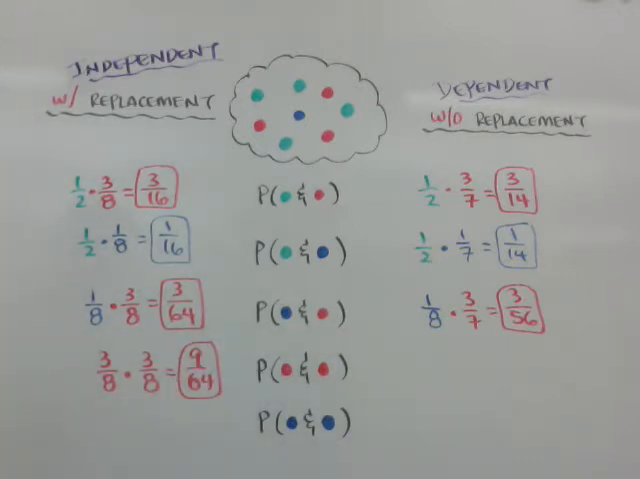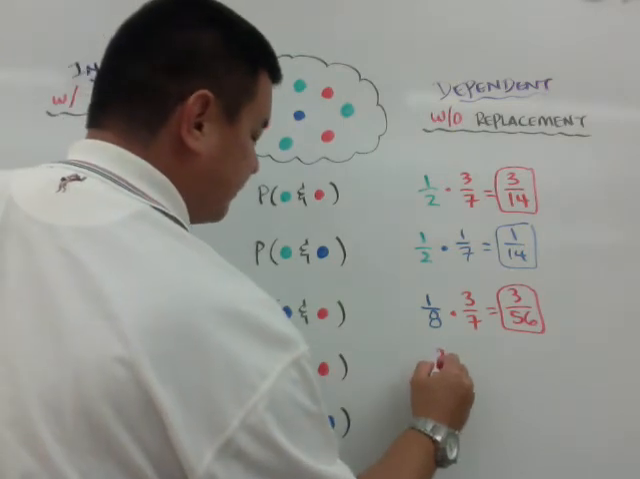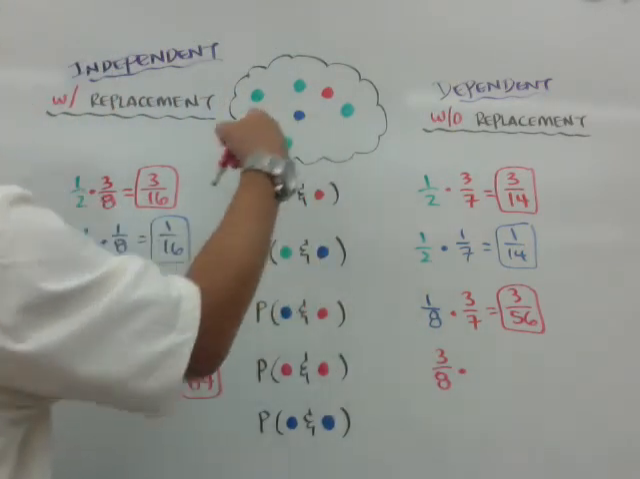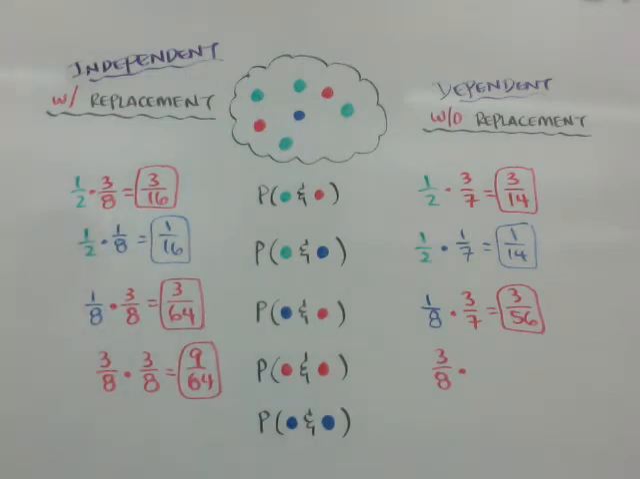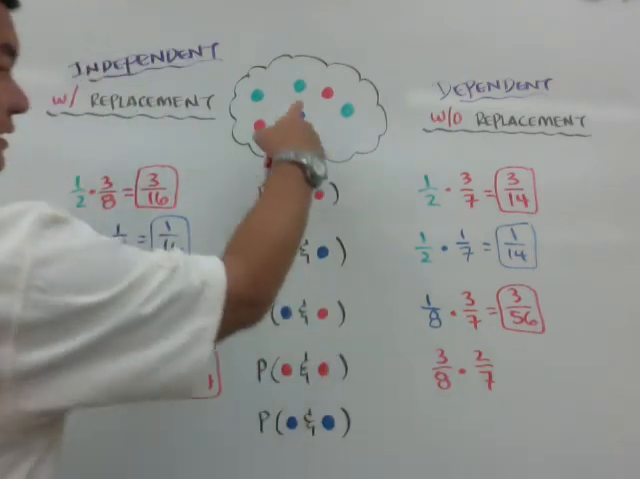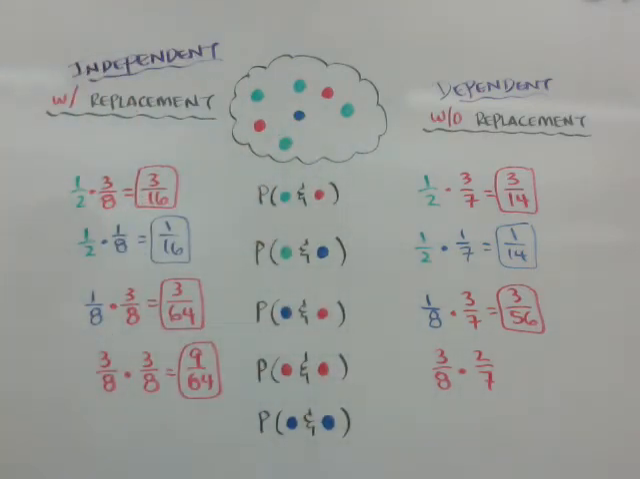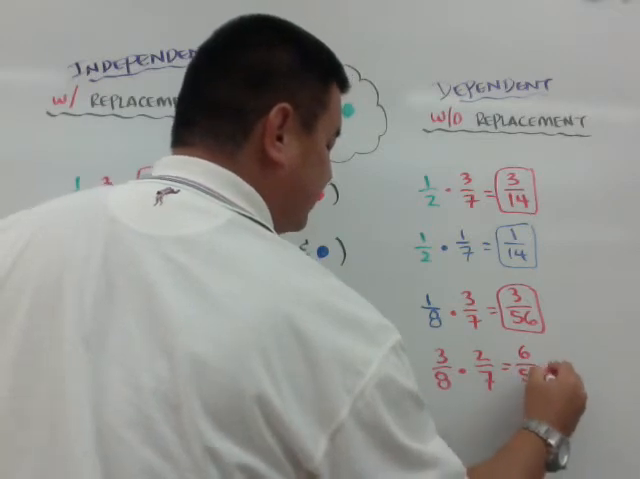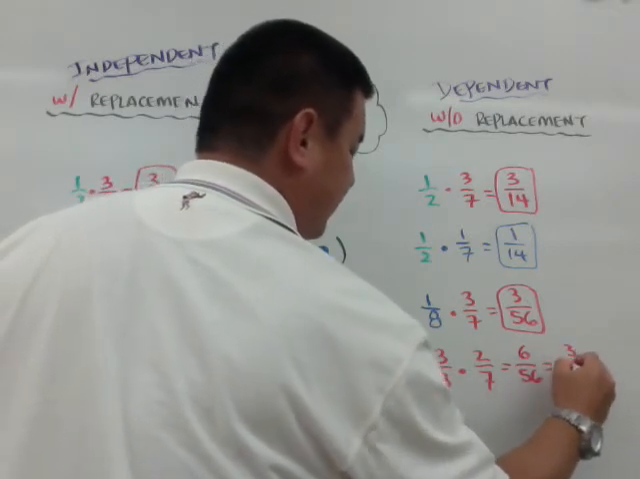Okay. Whereas over here, without replacing, if you take the first red out, you get 3 out of 8 for that probability. But if you take one out and you don't replace it, now there's only 2 out of 7, because there's only 2 left out of the 7. And so when you multiply that, you get 6 out of 56. Simplify that down, 3 out of 28.